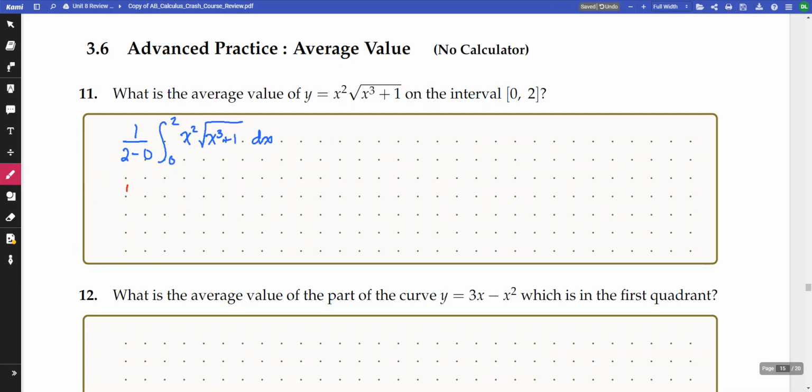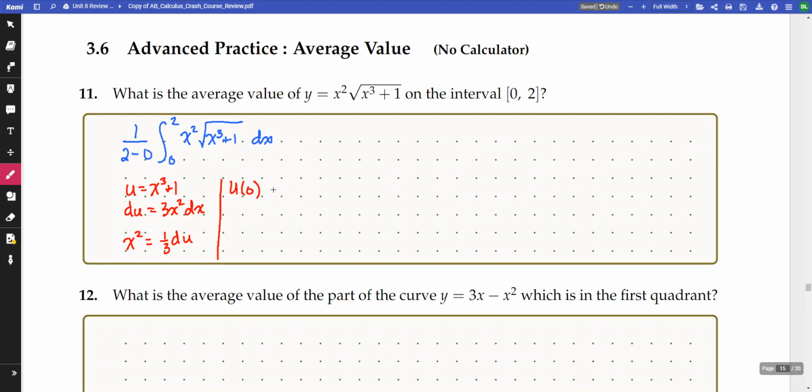So I could come over here and say, I'm going to let u be x cubed plus 1. Then the derivative is going to be 3x squared dx. Right? But I don't have a 3x squared dx. What I have is an x squared, and so x squared dx is simply 1/3 du. Additionally, I have to be aware that if I'm going to be using u as my variable, then I need to substitute my limits of integration to be in terms of u.